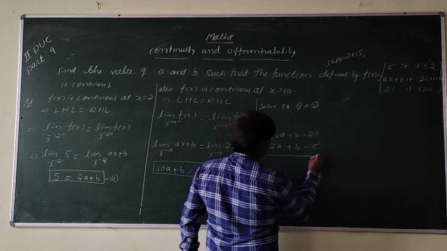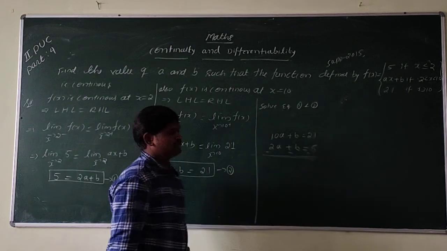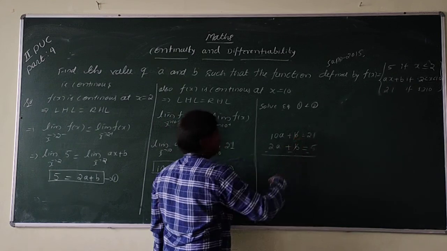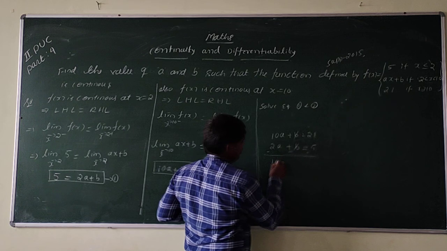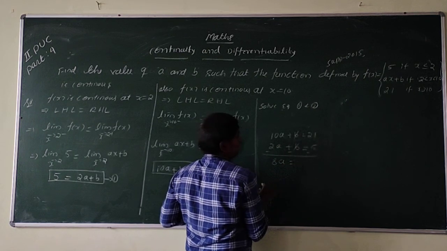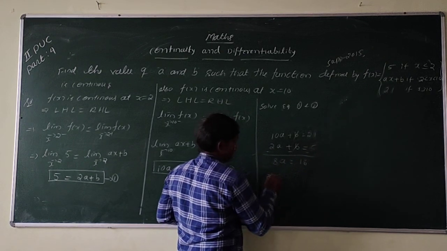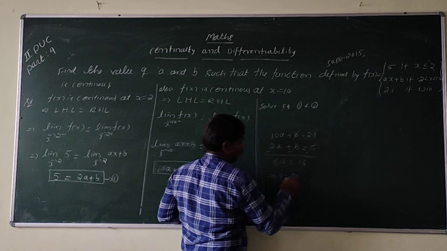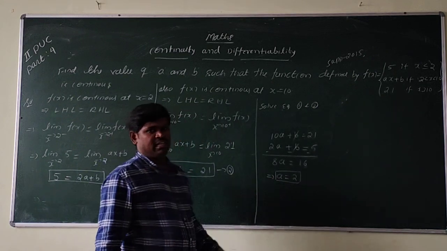Subtract these two. So b minus b gets cancelled, and we are left with 10a minus 2a, that is 8a, which is equal to 16. This implies a is equal to 2. Is it clear? So we get one value, a is equal to 2.